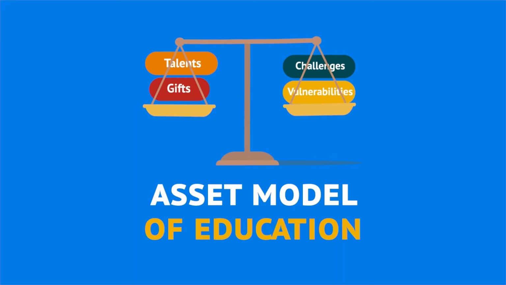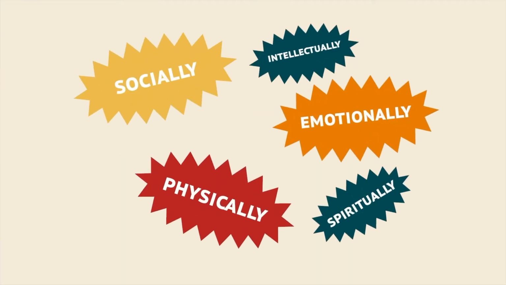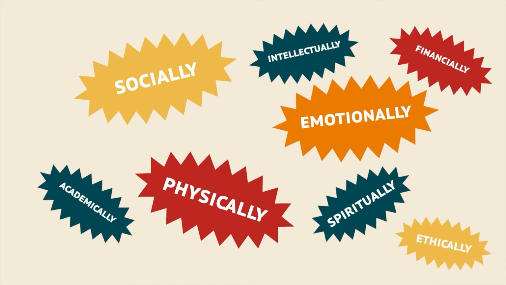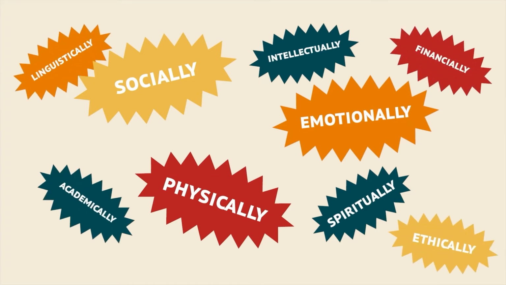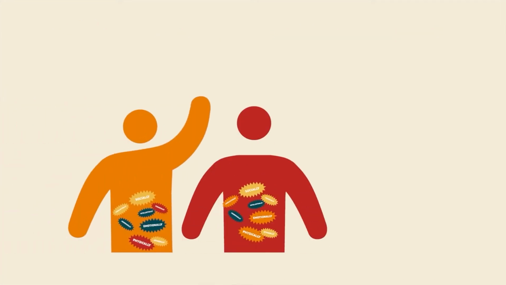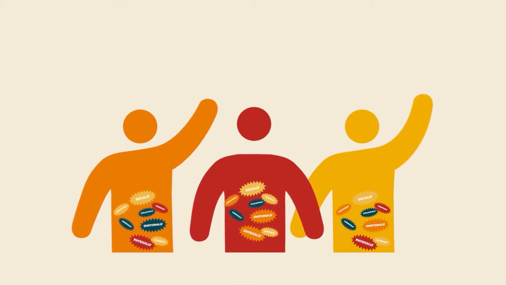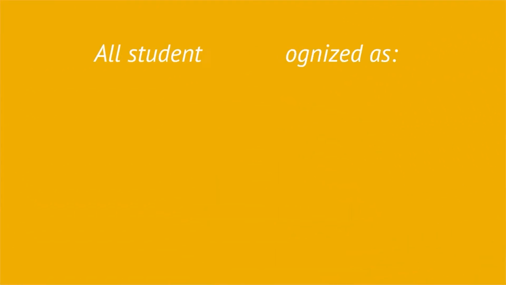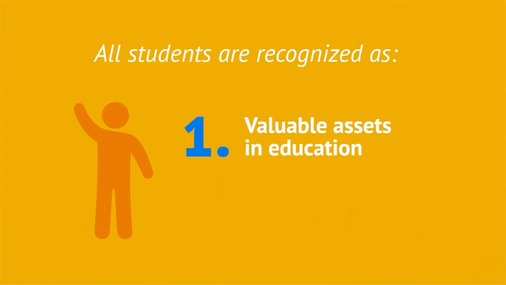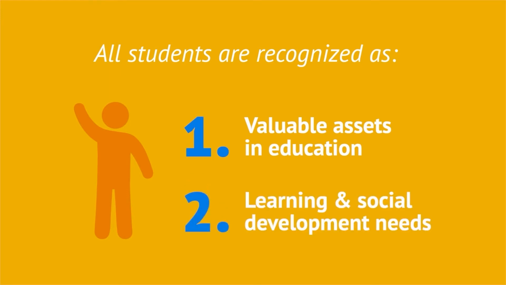Consider everything that makes us who we are. Socially, emotionally, physically, spiritually, intellectually, academically, financially, ethnically, linguistically, and more. While these characteristics are part of who they are, not all of who they are. These characteristics are also part of who we are, but not all of who we are. In an equitable learning environment, all students are first recognized as valuable assets in the education process, and secondly recognized for their learning and social development needs.